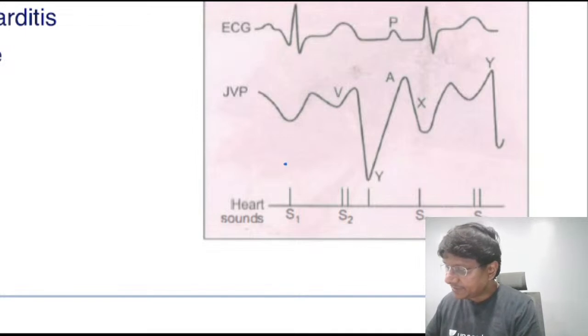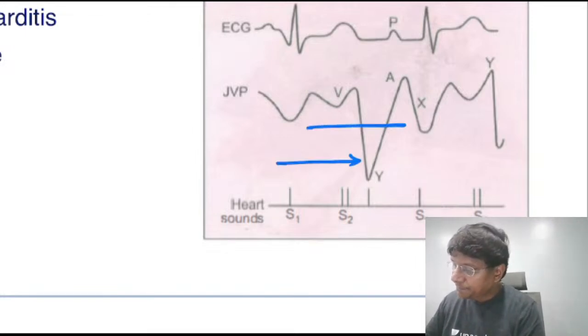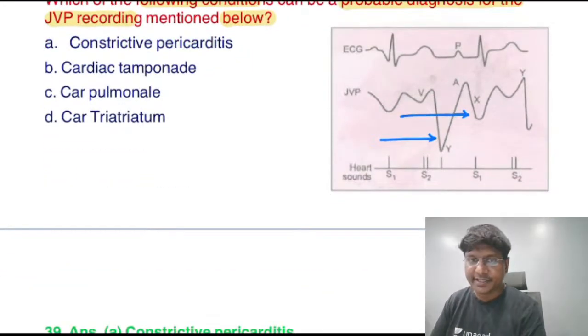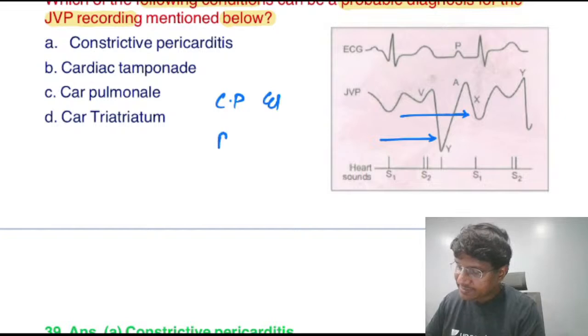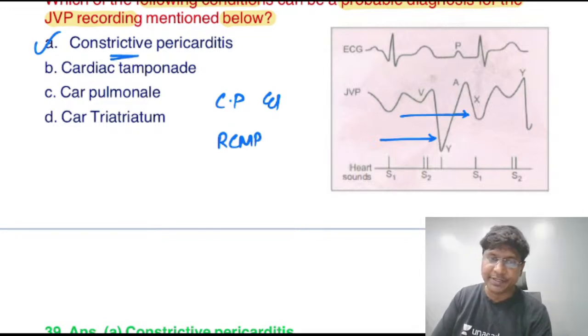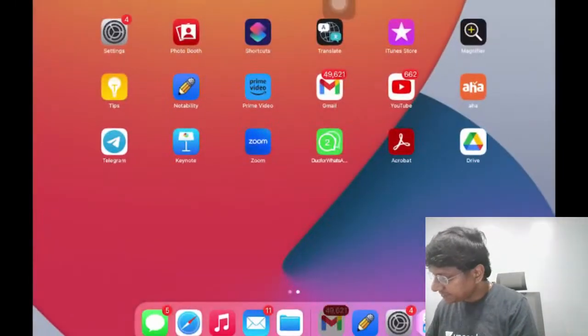See, you are having a prominent Y wave and a prominent X wave. A prominent Y wave and prominent X wave in the JVP is seen in constrictive pericarditis and in restrictive cardiomyopathy. Now what is the answer here? That is constrictive pericarditis.